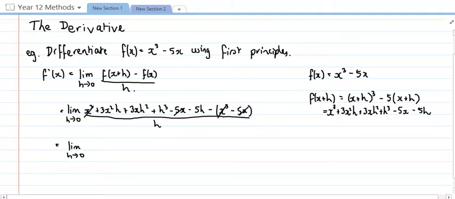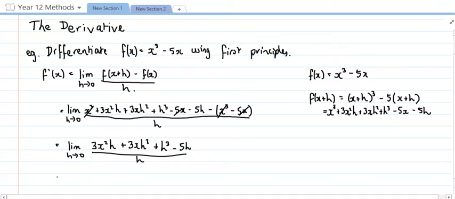And this is one of the nice features of this. When you get to this line of your working out, you know that the terms that only have x in them will have cancelled each other out. So this is the limit as h approaches 0 of 3x squared h plus 3xh squared plus h cubed minus 5h. And that is all divided by h.